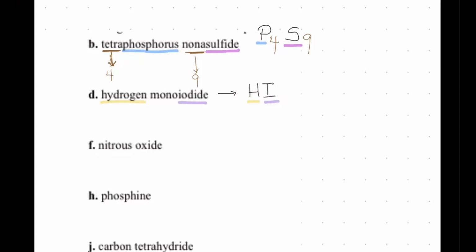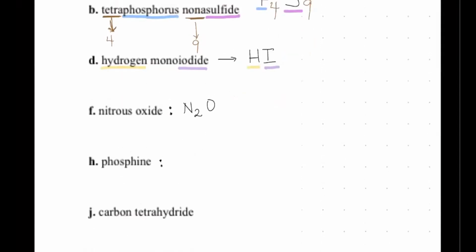So like you guys said, there's a common name. There's a table for common names, and that is also in the study guide. And you can see that nitrous oxide, the chemical formula for it is N2O. Phosphine is also in that list. What is the chemical formula for phosphine? Great, PH3.